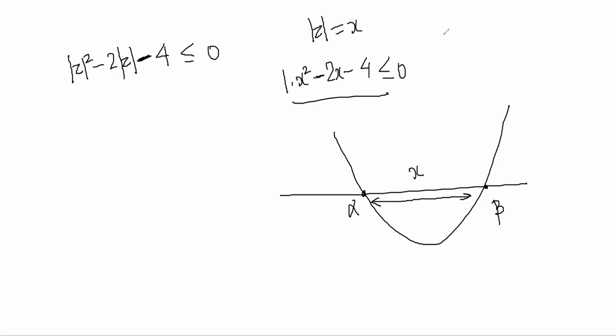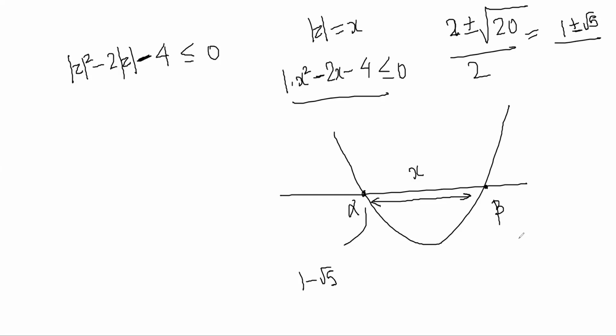So we are just finding that root, right? If you find the root of this, it will be 2 plus minus root of b square, 4 plus 16, so 20, by 2, right? So this will be 1 plus minus root 5, right? So this point is 1 minus root 5, this point is 1 plus root 5. So x has to lie between that range for the quadratic to be negative, no? You understand?